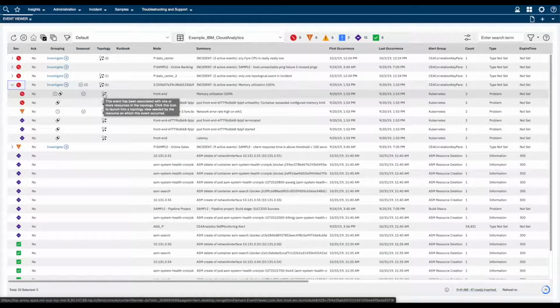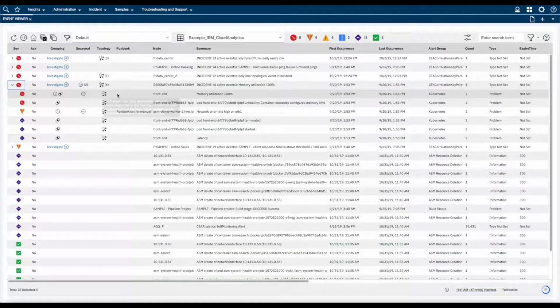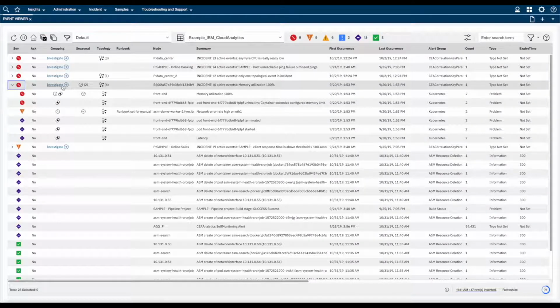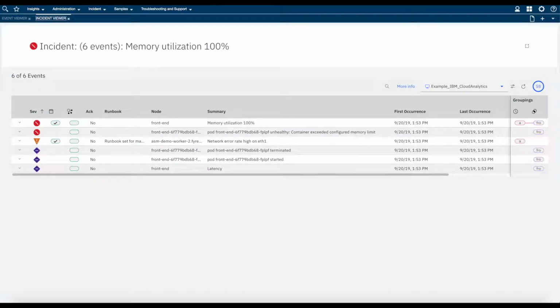So at this point, the operator's got a good high-level overview of what's happened with this scenario, including those extra bits of context that Netcall Operations Insight has provided. But what they want to do now is try and come to some kind of resolution and potentially do a little bit more investigation. So what they can do now is click that investigate button that we can see on the event viewer, and they'll be launched into the incident user interface.